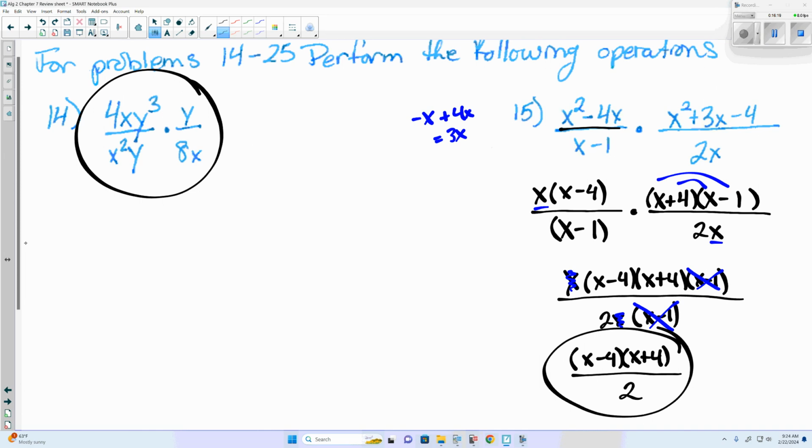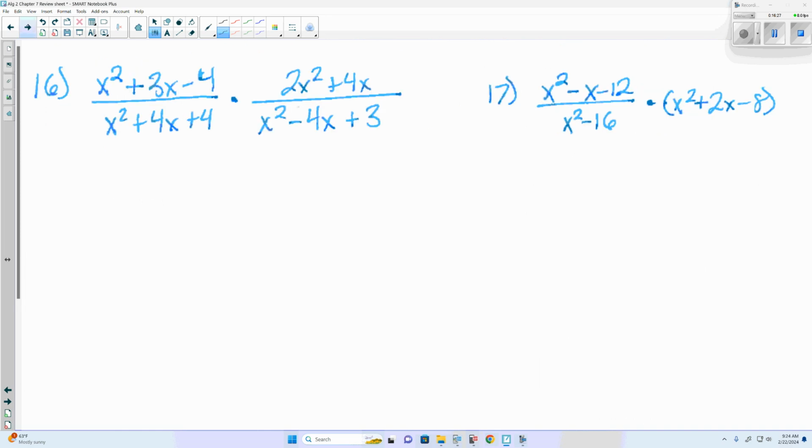Questions on 15? Questions on this multiplication? Let's look at 16. They all factor, and there's one of them that factors easier than the other three.